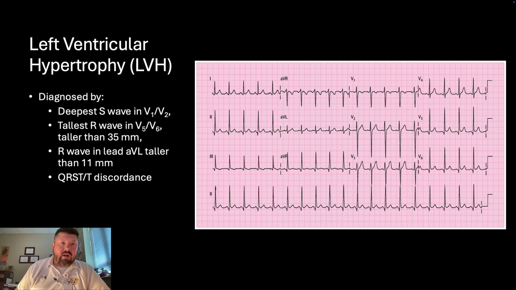For left ventricular hypertrophy, you got a deep S wave in V1, V2. Your tallest R waves are going to be in V5 and V6. And you're also going to see the QRS-T discordance. Typically, left ventricular hypertrophy is going to be caused by hypertension or cardiac abnormalities.